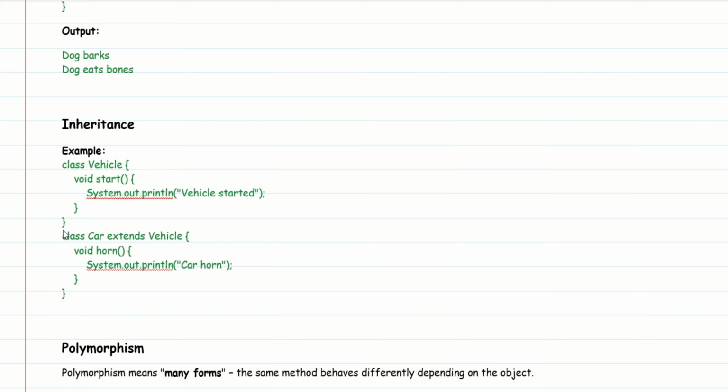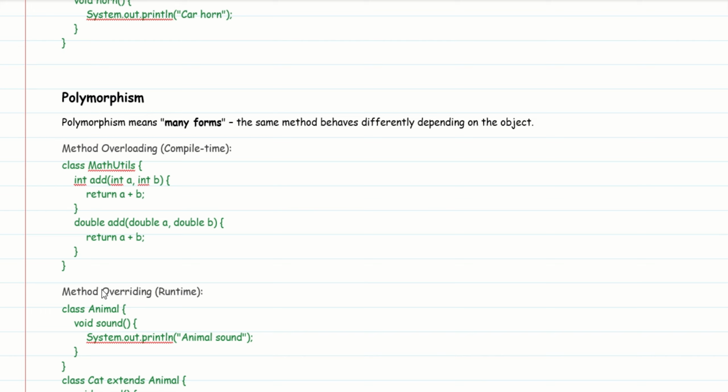Next comes polymorphism, which means many forms. The same method behaves differently depending upon the object. We can achieve this using method overloading, which is compile-time polymorphism, and method overriding, which is runtime polymorphism. Method overloading means defining multiple methods in the same class with the same name but different parameters. Method overriding means a subclass providing a specific implementation of a method that is already defined in its superclass. So within the same class it is method overloading, and across different classes it is overriding.